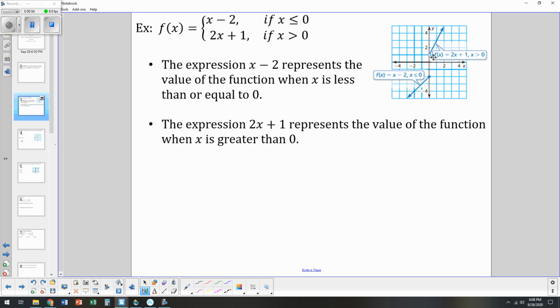Notice we have an open circle on the second line because it was not equal to x at that point. X is greater than 0, not greater than or equal to. All right? Whereas this one had equal to 0, so there was a solid dot.